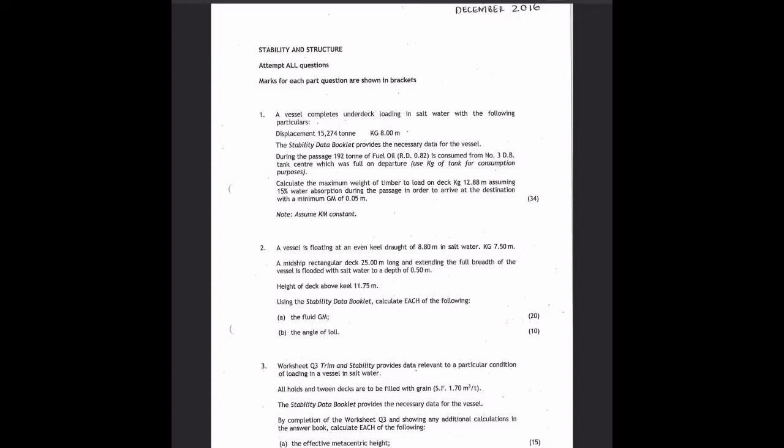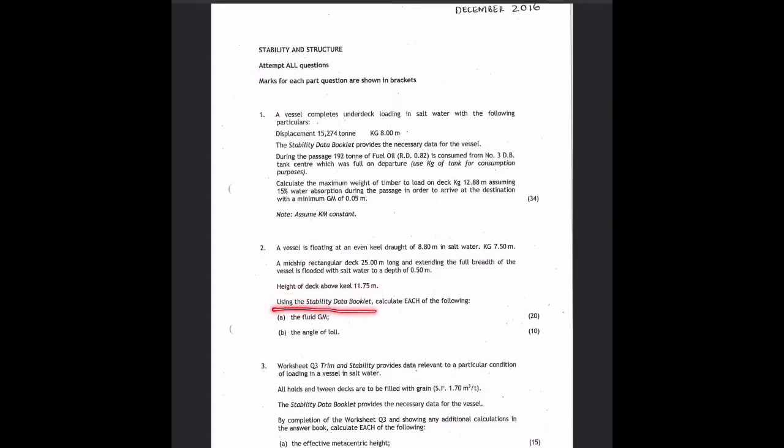Let's look at Chiefmate's MCA Stability Examination, December 2016, question number 2. It says, a vessel is floating at an even keel draft of 8.8 meters in salt water, KG 7.50 meters. A midship rectangular deck 25 meters long and extending the full breadth of the vessel is flooded with salt water to a depth of 0.50 meters. Height of deck above keel 11.75 meters.